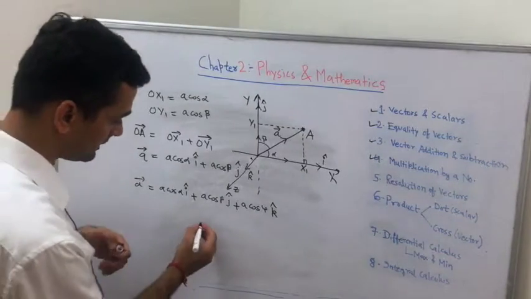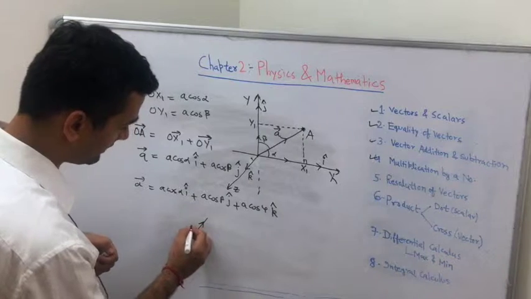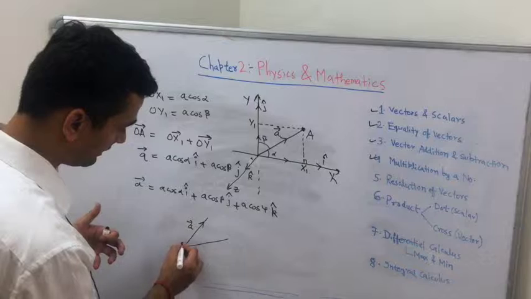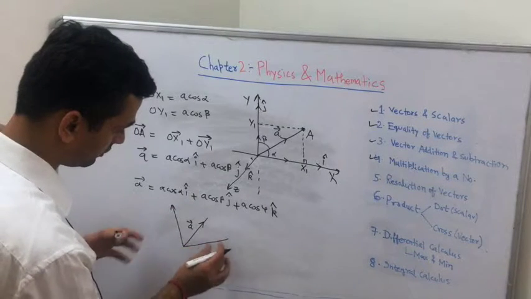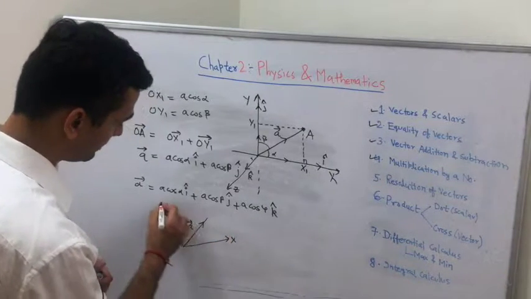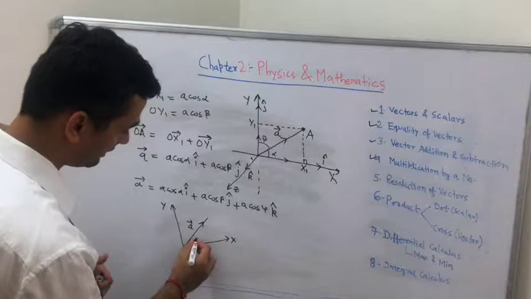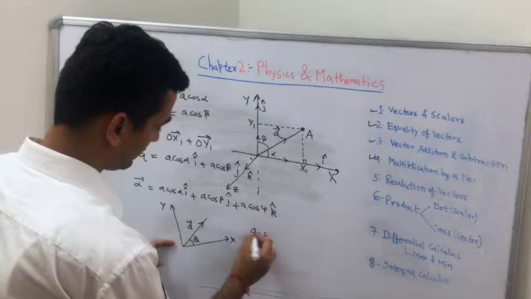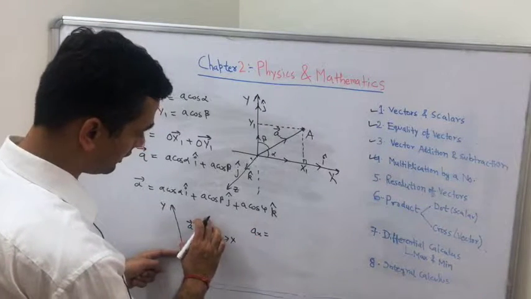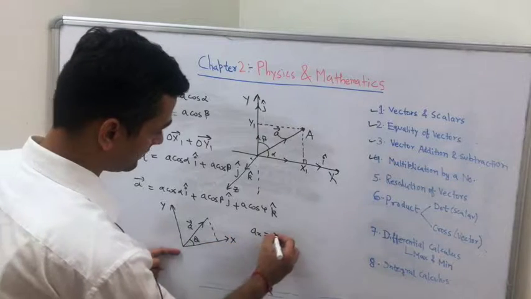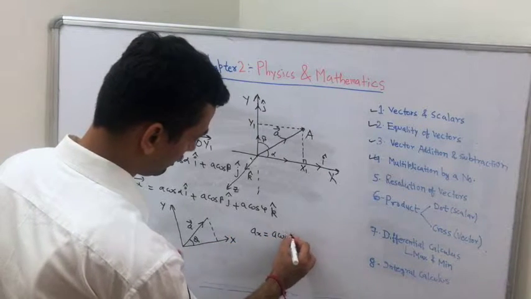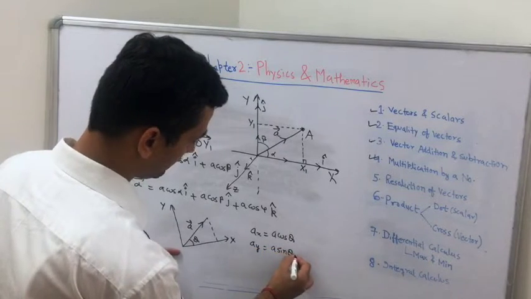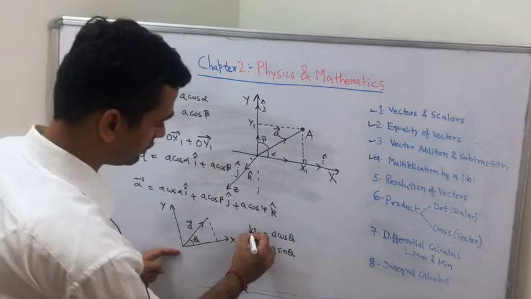This means that for any vector, with any line and a perpendicular to that as my axes, let's say this is my x and this is my y, and I know the angle theta, the component of A along x is equal to A cos theta, and the component of A along y is equal to A sin theta. Of course, these are the moduli.